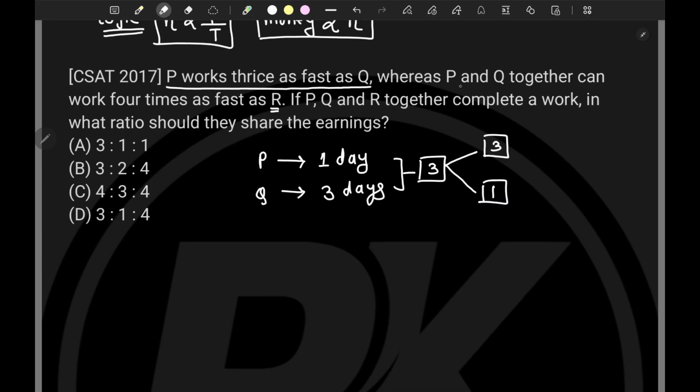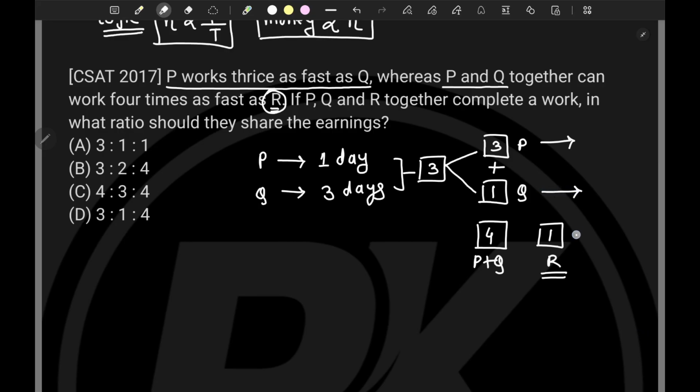Now let's see the next statement. P and Q together can work 4 times that of R. So if I add, because this is for P and this is for Q, right? Together they are completing 4 portions of that work, and they are 4 times faster as compared to R. That means R is completing only one portion, right? So this is combining P plus Q, and hence R is completing only one portion. So now we have P completing 3 portions of the work, Q completing one portion of the work, and R completing one portion of the work.